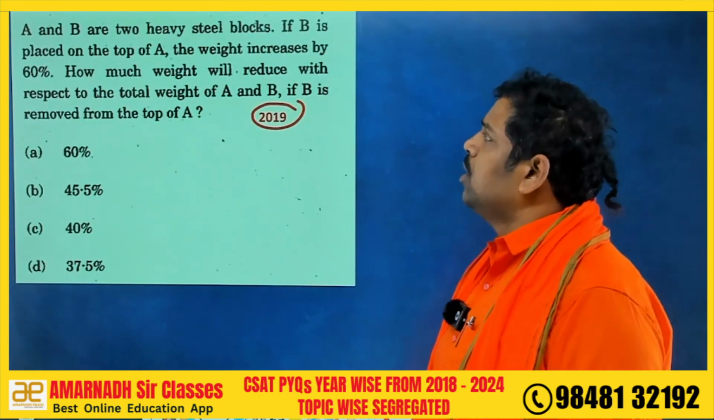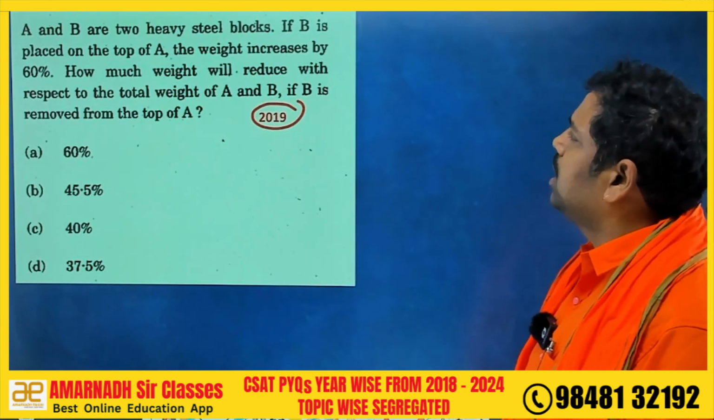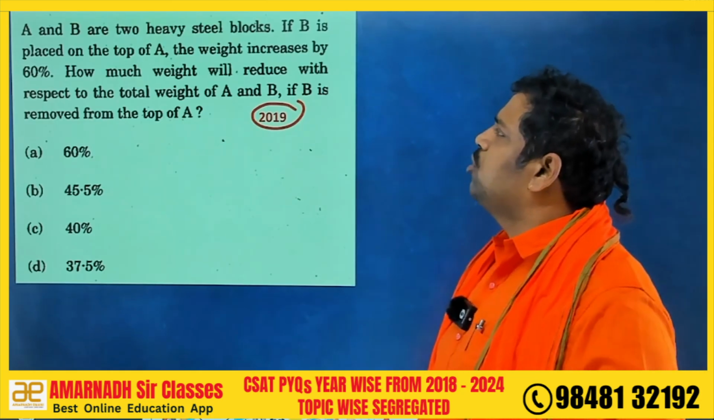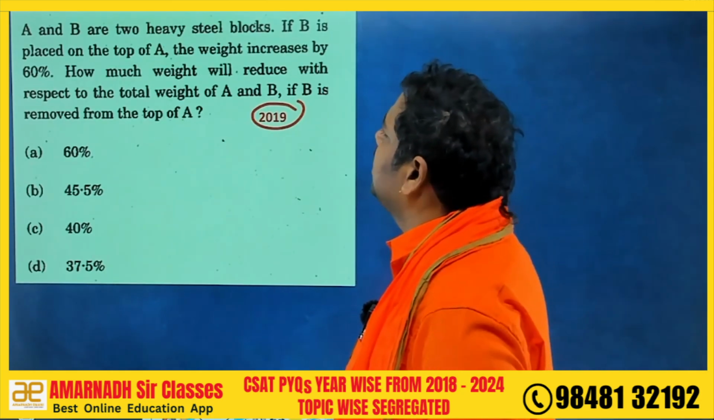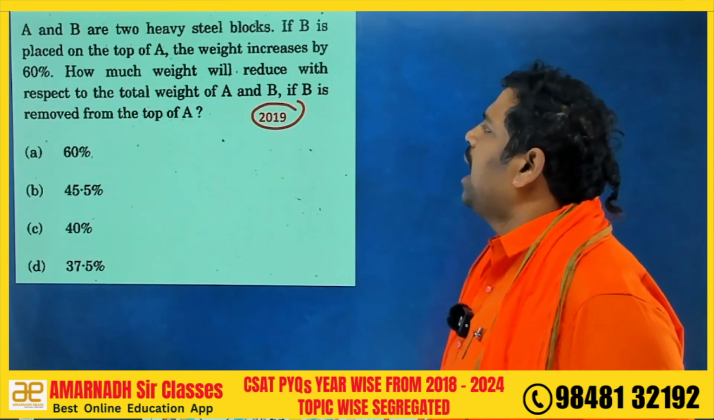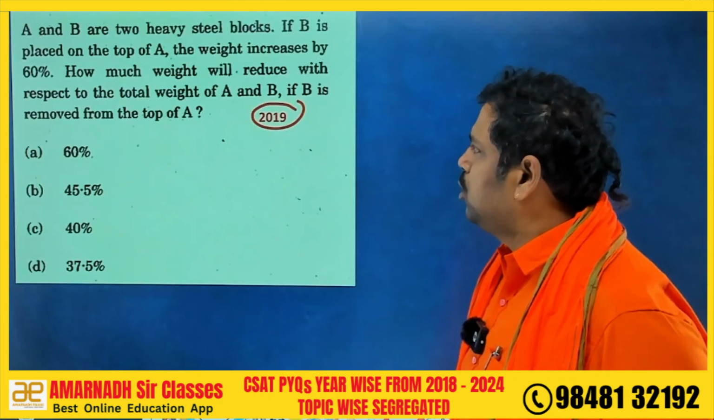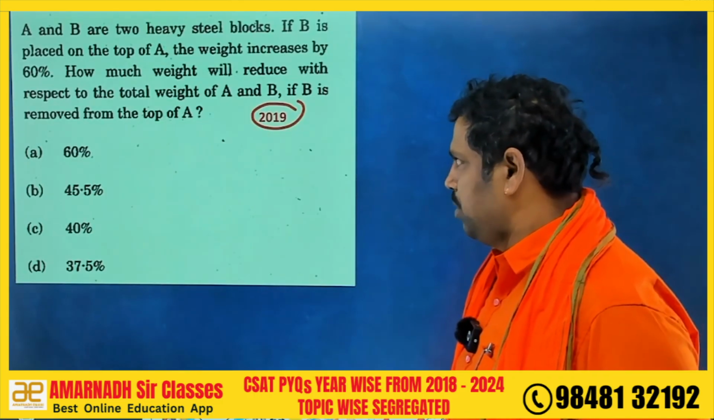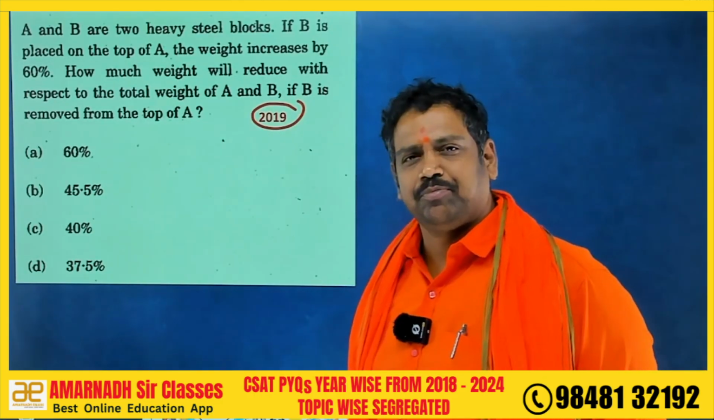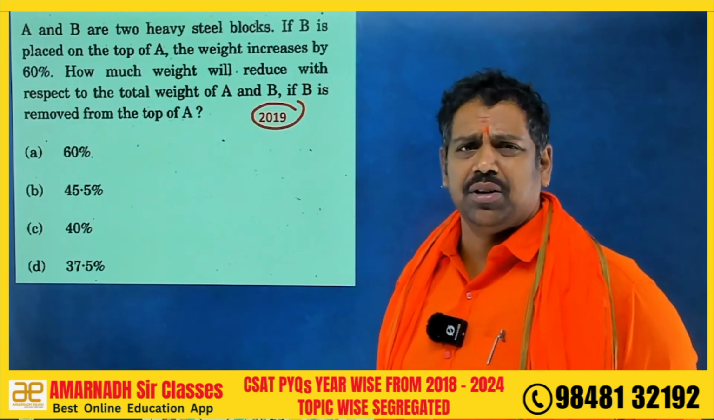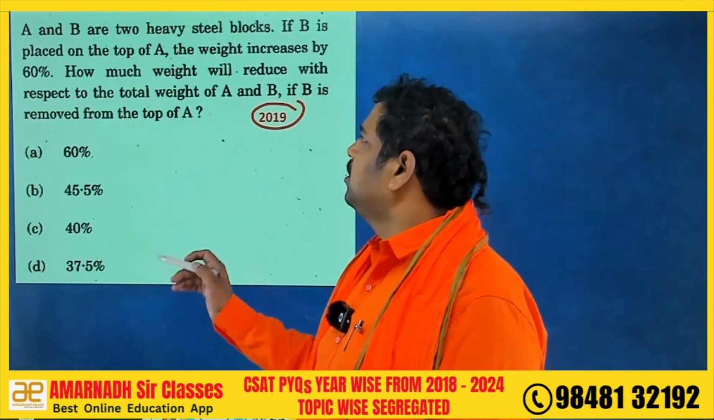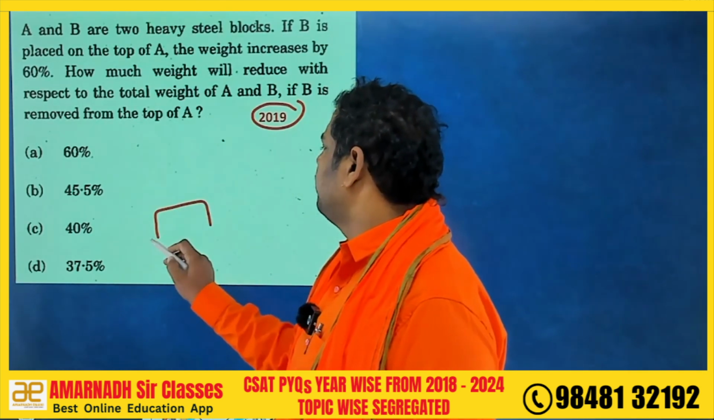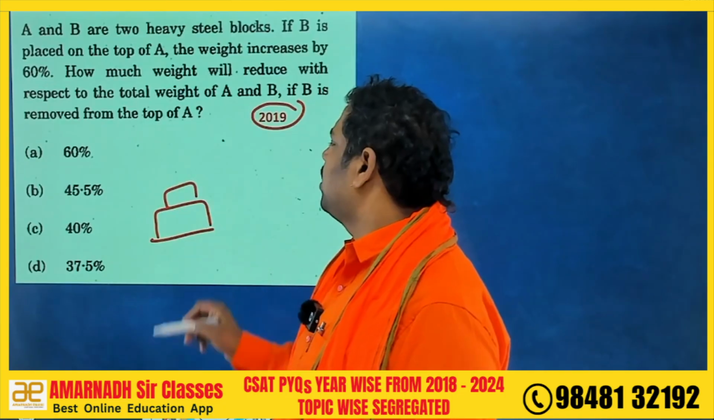A and B are two heavy steel blocks. If B is placed on the top of A, the weight increases by 60%. How much weight will reduce with respect to the total weight of A and B if B is removed from the top of A? Actually, it's a funny question. Observe that this is block A. On this block B was kept, right?